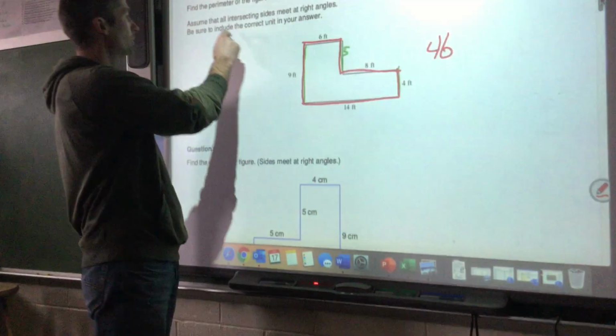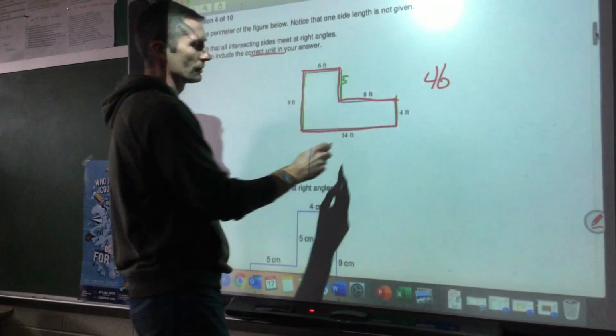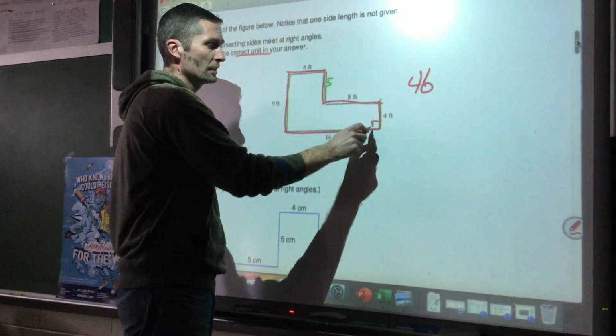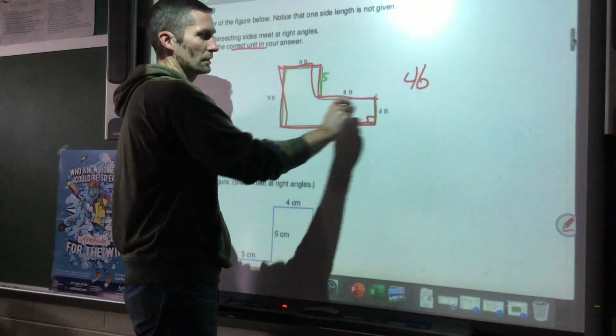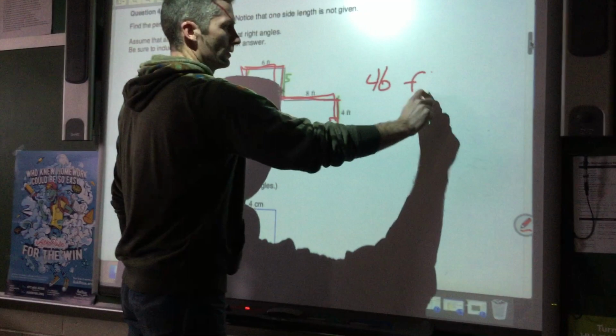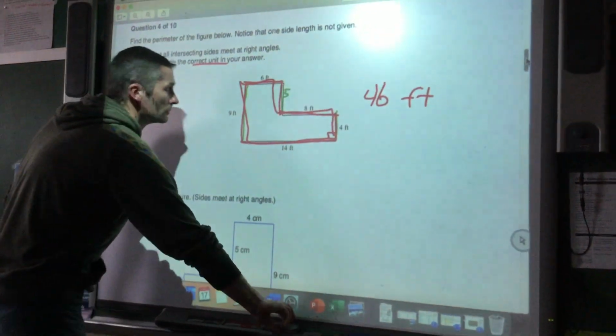Okay, and then I need my label, the correct unit. We're not talking square units on the inside, we're talking about distance. Distance is one-dimensional, so it's just feet.